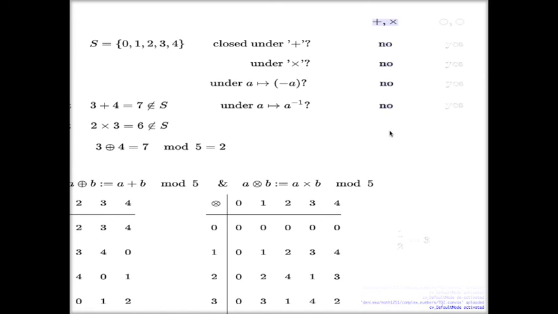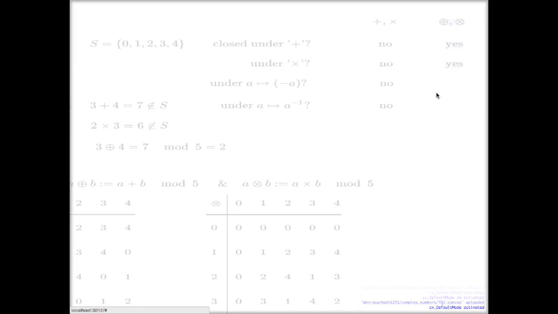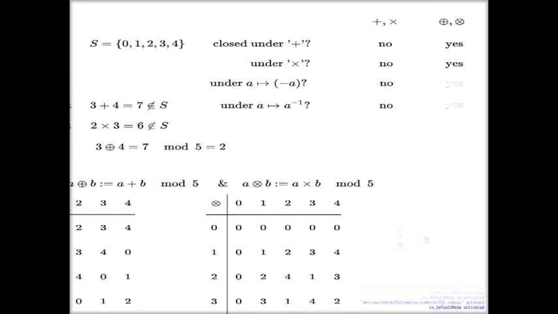We have all no answers for the canonical plus and times. We now have yes and yes answers for the first two operations. I mean this, not these two, but the replacement operations. We have yes and yes, and it's not surprising, because when you take the remainder, you will end up with a number between 0 and 4.